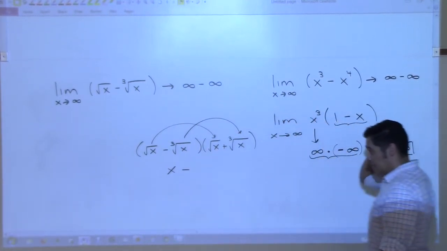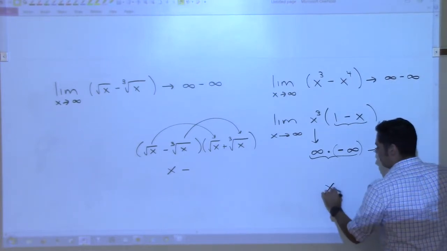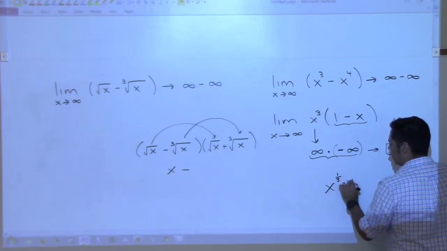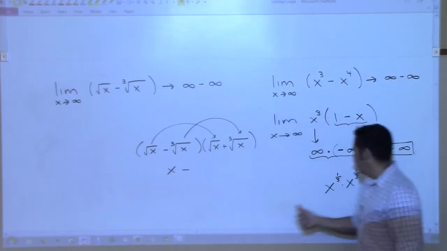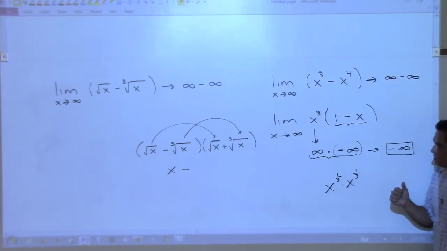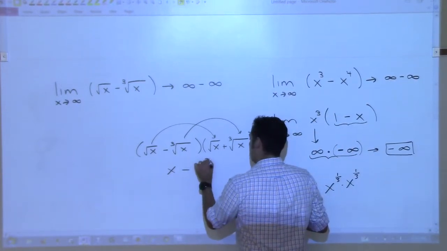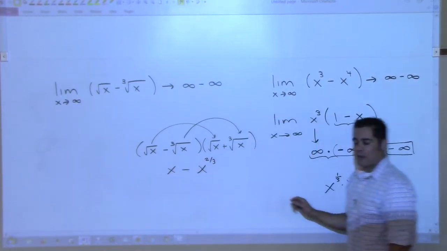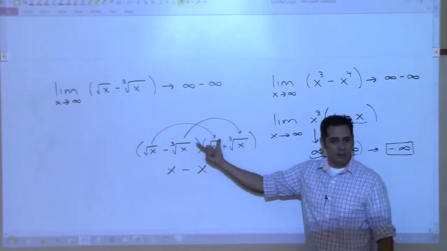Minus x, what's that? That's really x to the 1/3 times x to the 1/3, isn't it? That's what the cube root means. So when you multiply these, what do you do with the exponents? You add them. So this is really going to be x to the 2/3, right? You add the exponents. 1/3 plus 1/3 is 2/3. So that's what you would get if you multiply these two together.